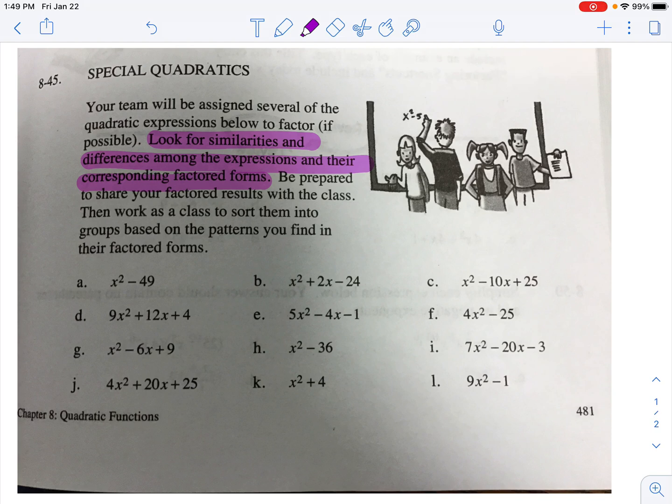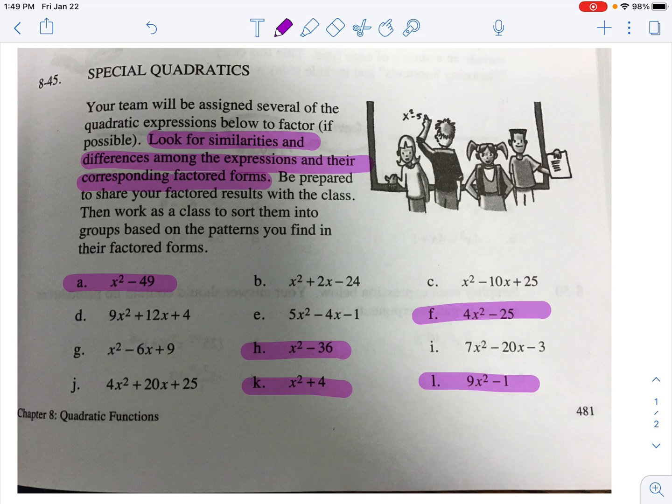Well, I'm looking at letter A, and I can see letter A only has 2 terms. So that's different than letter B, which has 3 terms. Are there any others that also only have 2 terms? Yes. So I'm going to highlight the ones that only have 2 terms. And I'm going to do a little bit of investigating with these.